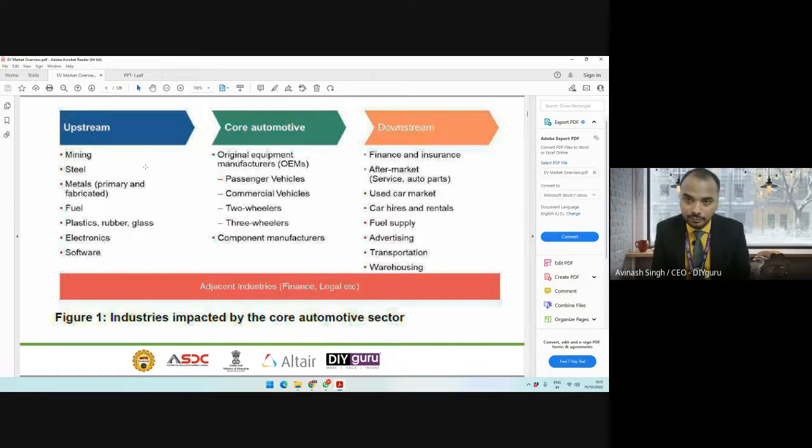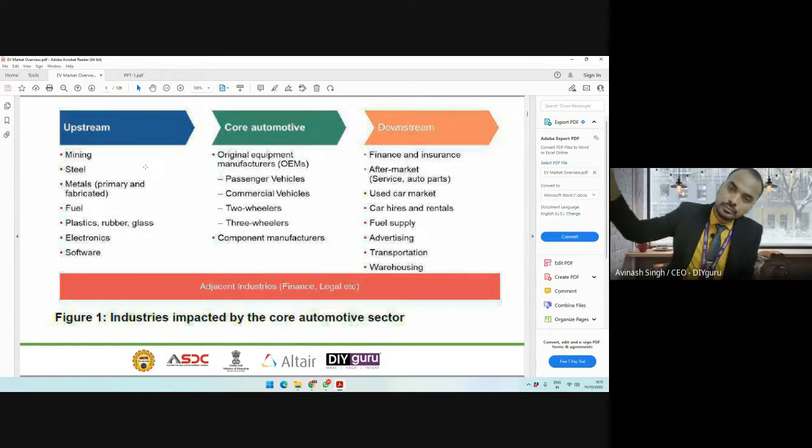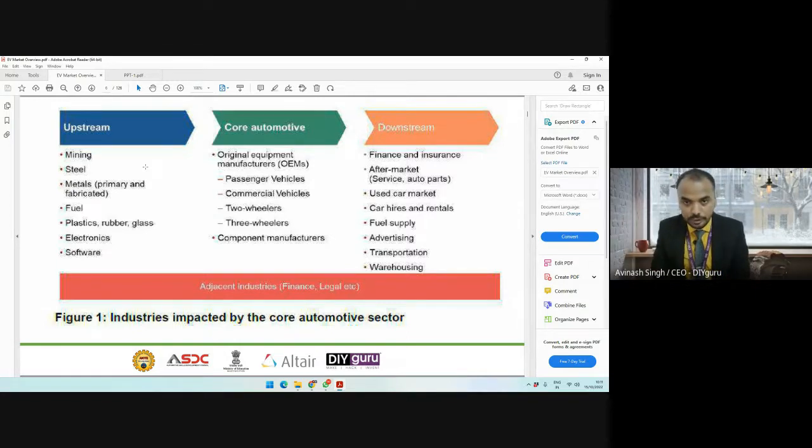And then we look into the downstream side. Downstream side is mostly the industry which comes after your automotive is manufactured. So there will be finance and insurance, aftermarket, used car market, car hires and rentals, fuel supply, advertising, transportation, warehousing. All of these are downstream. There are adjacent industries associated with it.